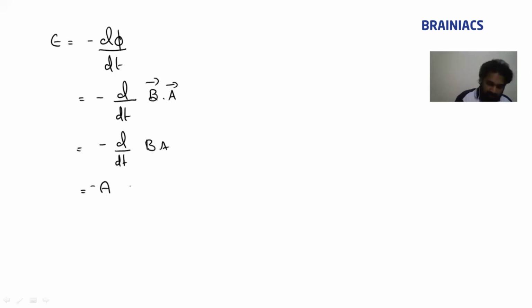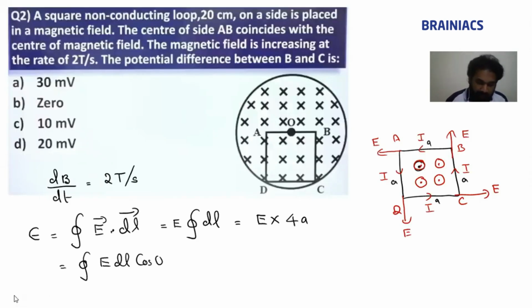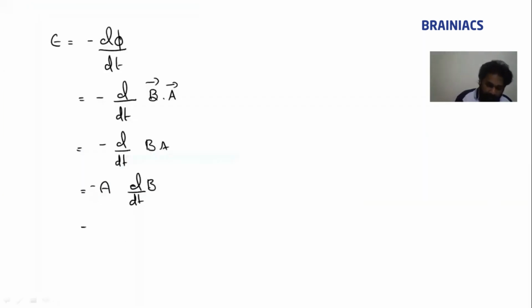So minus A into d by dt of B. d by dt of B they have given in the question. How much? 2 Tesla per second. So now area is what? Minus A square into 2 Tesla per second. Clear? So this is again EMF.